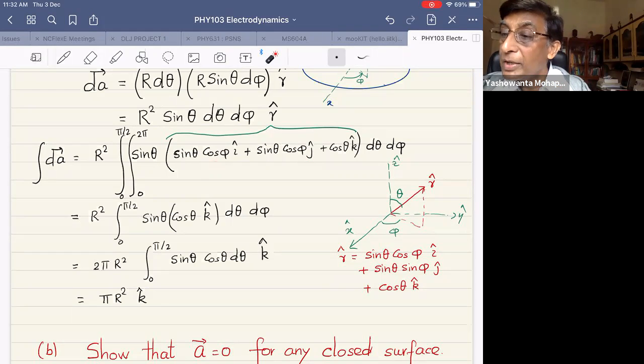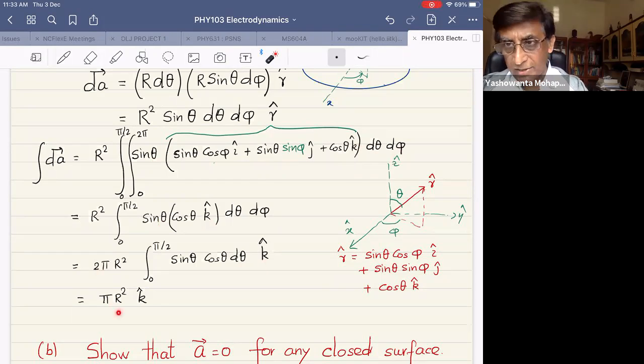sin phi. Okay, so here I have made a mistake. Let me write down here, this is sin phi. All right, so they are cos phi and sin phi over the whole 0 to 2 pi. So these two would not contribute, because they become 0. So what survives is only sin theta cos theta k d theta. So just d phi would give me 2 pi, sine theta cos theta k, and that is a simple integral. So that is only pi r squared.